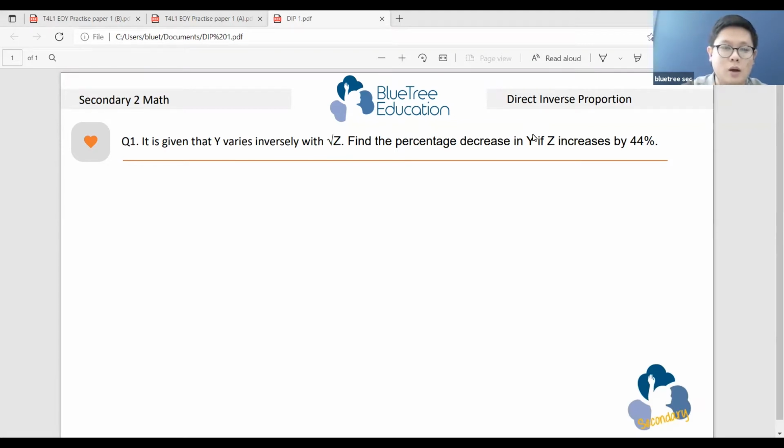So just want to share with you a common question from the Set 2 curriculum, okay, to prep you better for your end of year exam. So we're going to go for direct inverse proportion, and there are quite several variations in this type of question.